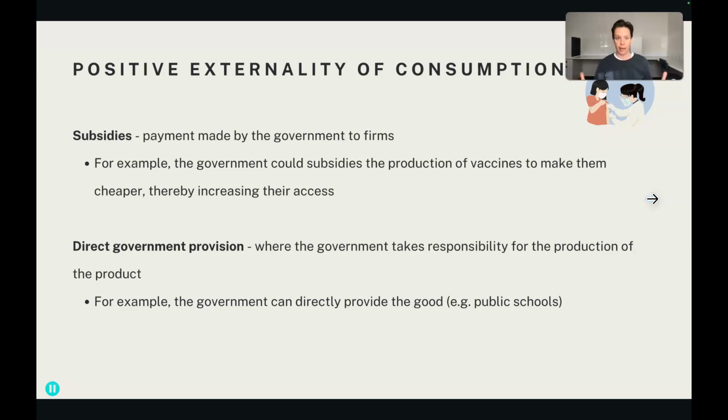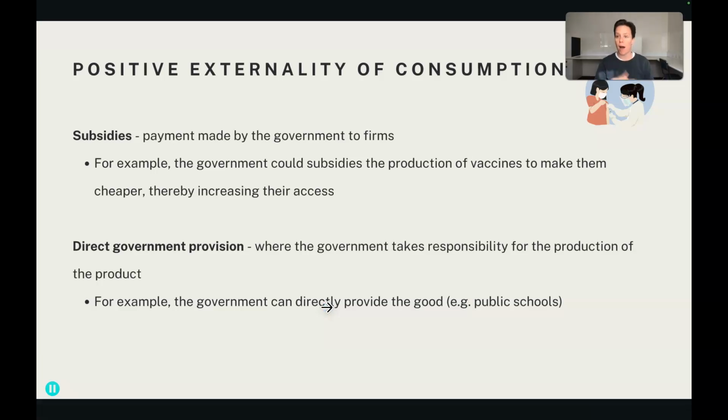Number one, subsidies. Okay. So the government can provide subsidies to vaccine producers to reduce their cost of production. That shifts the supply curve to the right. That leads to a decrease in price and an increase in quantity. And ultimately, that's going to encourage consumption because suddenly the product becomes more affordable for everyday people like you and me.